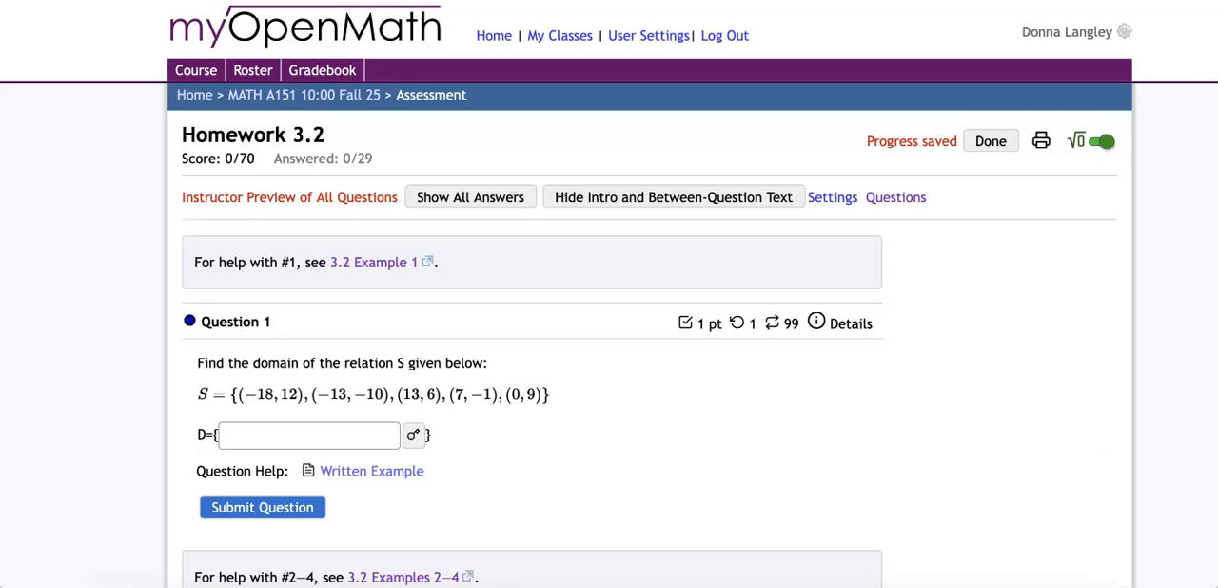This is the first lecture for homework 3.2, starting with question 1. Find the domain of the relation S given below. Now, you'll notice that this set is comprised of 5 points. Each point has an x-coordinate and a y-coordinate. You'll also notice that it says for help with number 1, see 3.2 example 1.